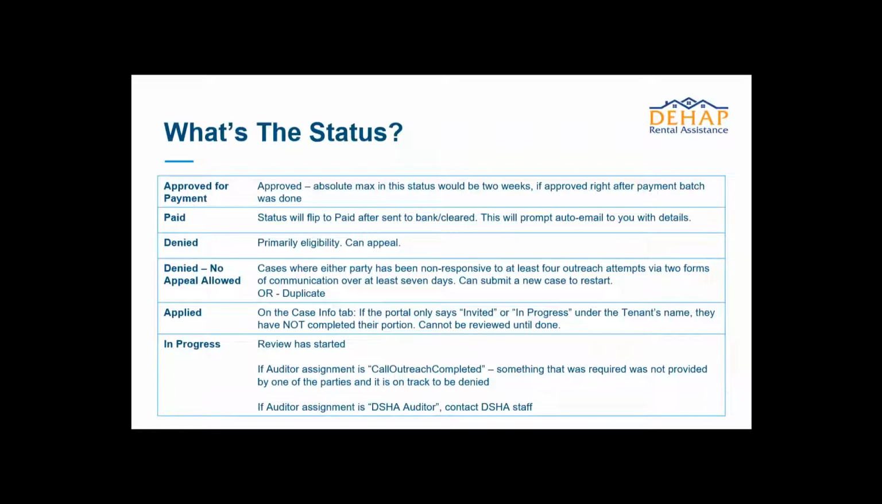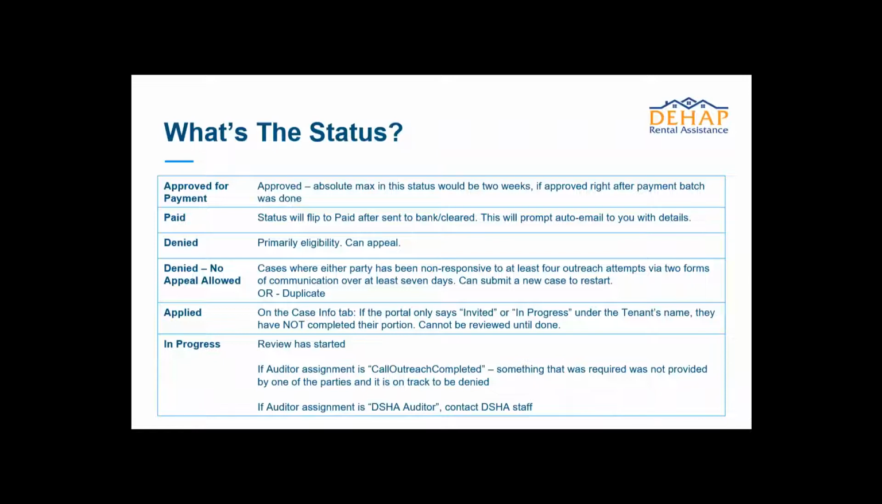We do have an appealed status, but we no longer use that. That was where the tenant could go in and appeal, but it just sat out there. So we've done the denied no appeal allowed, which allows that tenant to not appeal that case, but to potentially go in and submit a new case. Our denied cases are usually denied because they're not eligible for some reason, and like I said, they can appeal that by going in and submitting a new case.